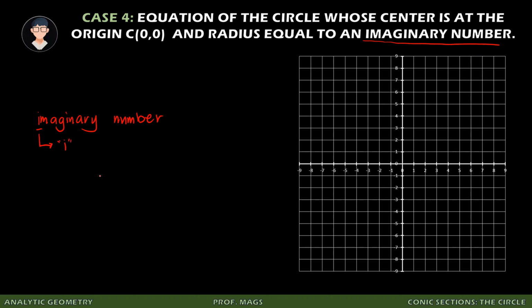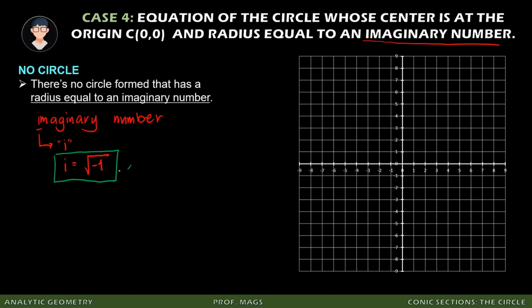At yung lowercase i na yan may corresponding value. So, i is equal to the square root of -1. So, constant na to, which is the lowercase i, that is equal to the square root of -1. So, kung ganyan yung radius ninyo, maski hindi square root of -1, let's say square root of -5, square root of -16, that corresponds to an imaginary number. At pag yun ang case, you will not have a circle. Okay? No circle. There is no circle form that has a radius equal to an imaginary number.